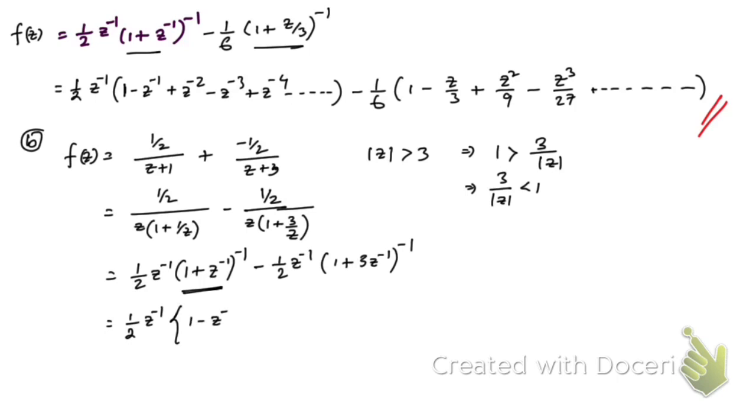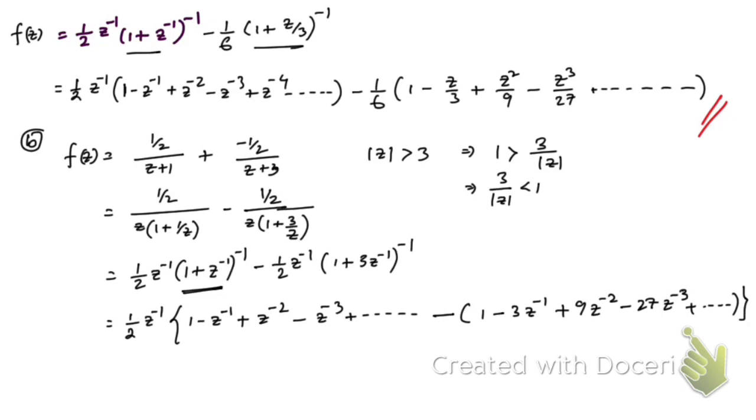Then what are you going to have? 1 minus z to the power minus 1, then plus z to the power minus 2, then minus z to the power minus 3, then plus dot dot dot and so on. Then again minus. As there is minus here, this part is taken common. Now let us expand it. So what you're going to have is 1 minus 3 z to the power minus 1, then plus 3 square, 9 z to the power minus 2, then minus 27 z to the power minus 3, and plus dot dot dot and so on. So that's what we're going to have.